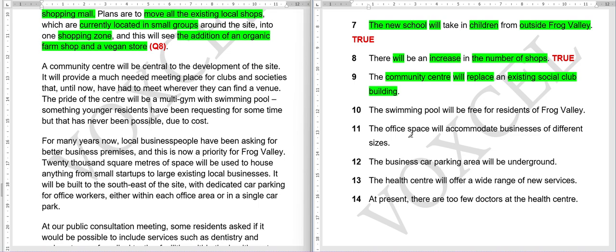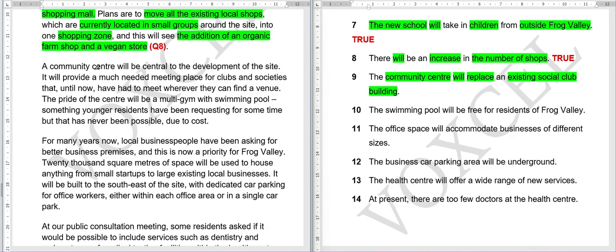But if we don't know whether the community center will replace any building, like we don't know the location of the community center just yet, we'll say we don't know whether it will replace any building or not. The answer will be not given. Okay, let's read it together.